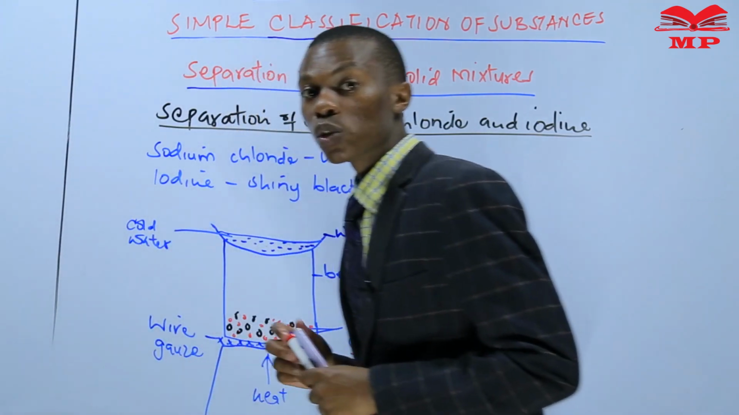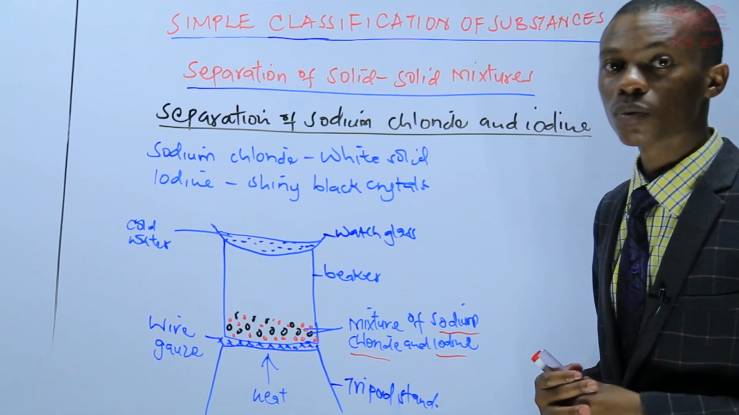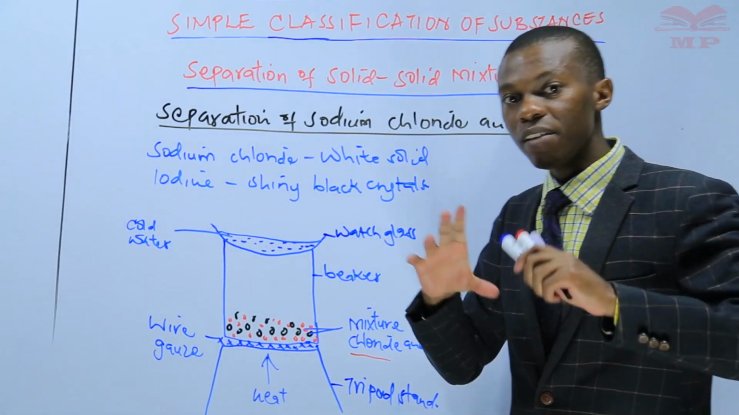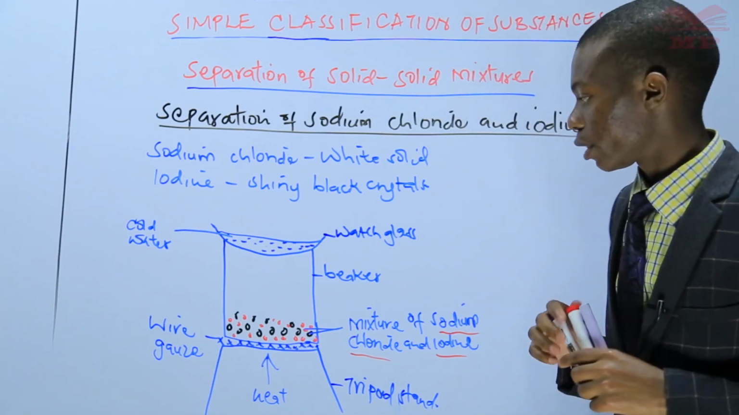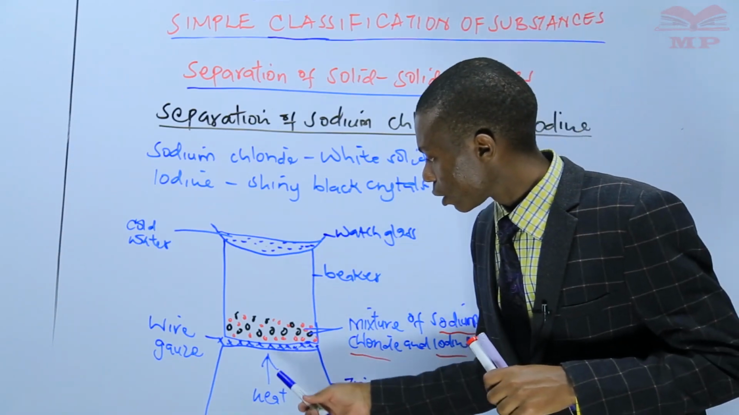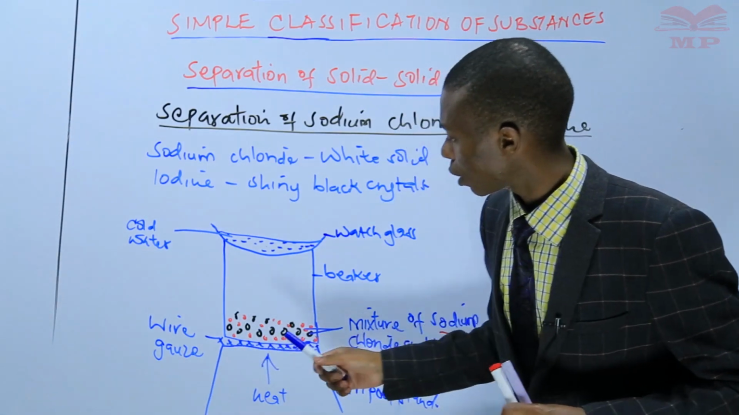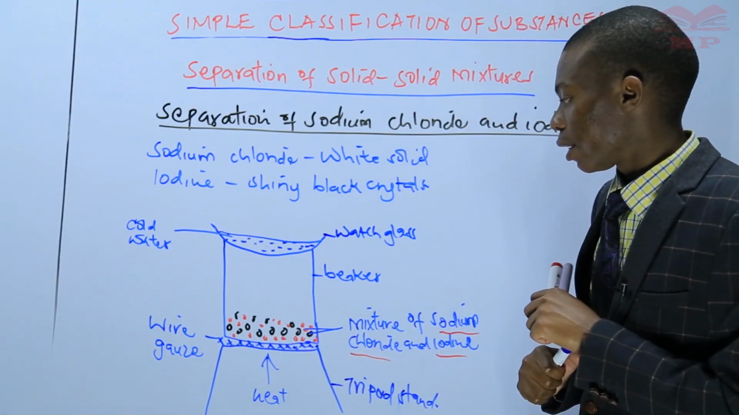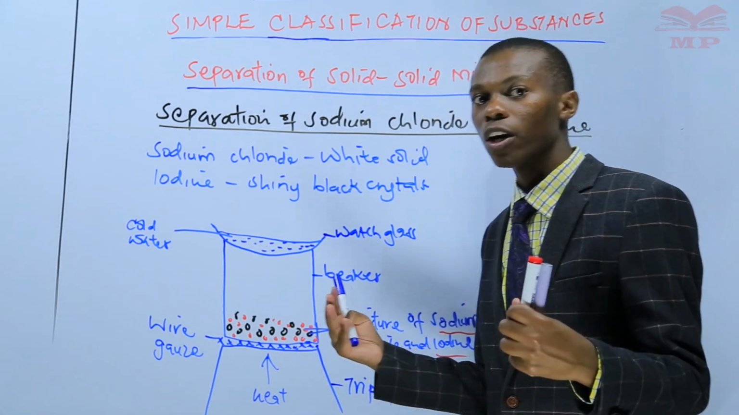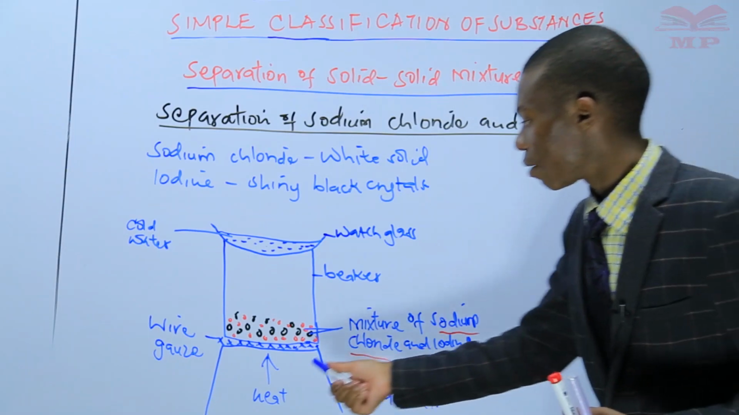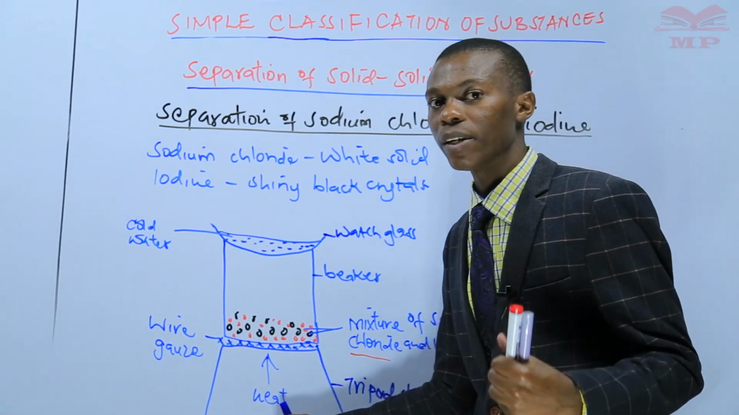I hope you remember the function of the wire gauze. To remind you, the wire gauze is used for even or uniform distribution of heat. We want this heat to be distributed over the bottom of the beaker. Then I have the source of heat, which is coming from a Bunsen burner flame.